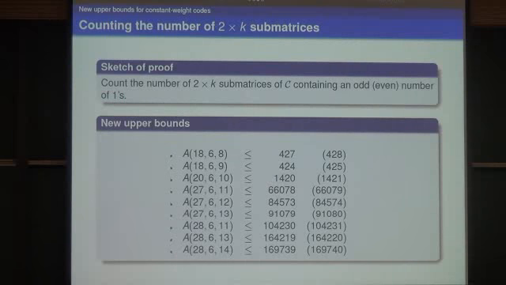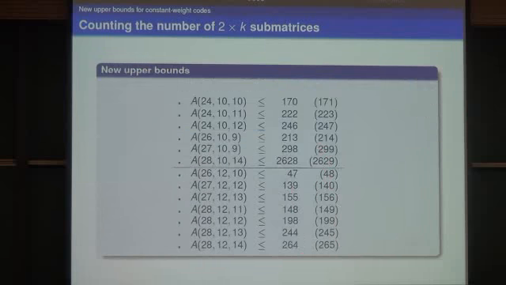For example, this is 47. It was reduced by 1 from 48. This is the best known upper bound, and this is our new upper bound. This is for minimum distance 6. This is for minimum distance 10 and 12.